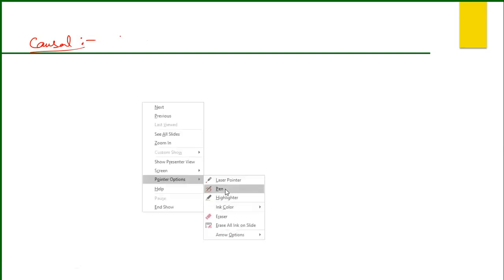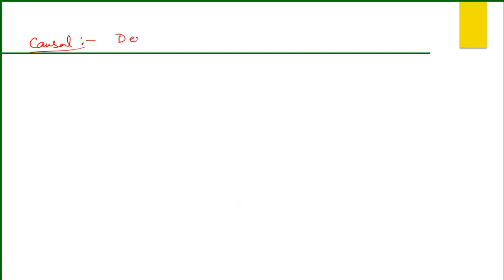Okay, so first I will write it here. For a causal system, the denominator order should be greater than the numerator order. Then the system is said to be causal. If it is greater than or equal to, also no problem. If the denominator order and numerator order are both equal, or the denominator order is greater, then the system is causal.